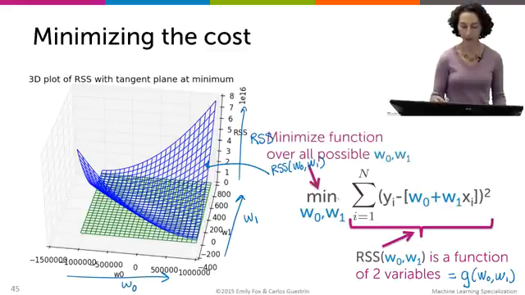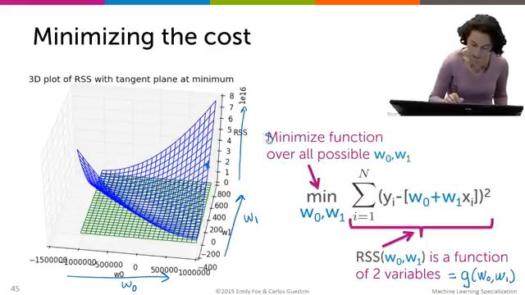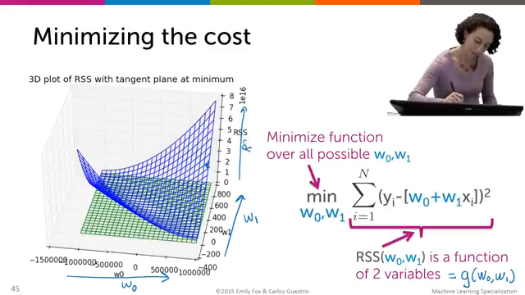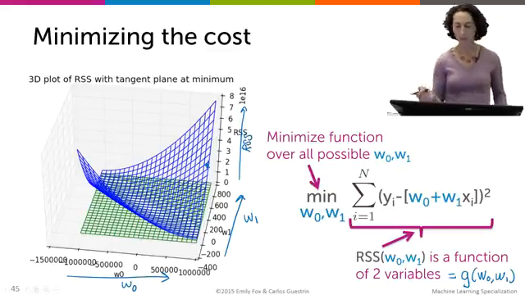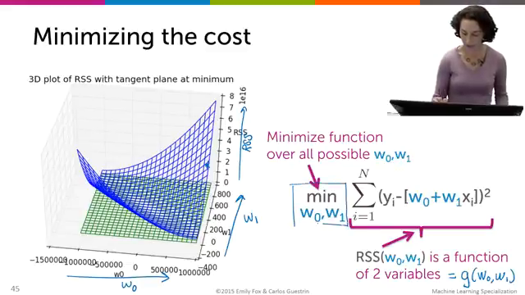So mathematically, we write that. Let me erase what I wrote before and rewrite it so that it's a little bit more intelligible. But as I was saying, our mathematical notation for this minimization over all possible W0, W1 is this notation right here.